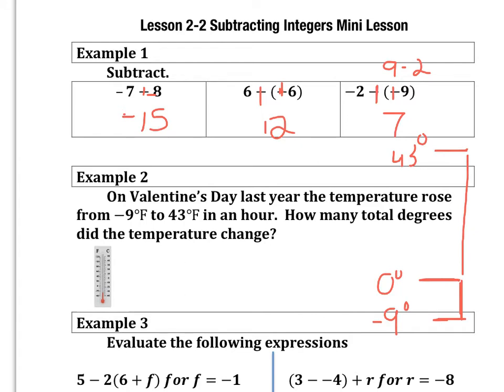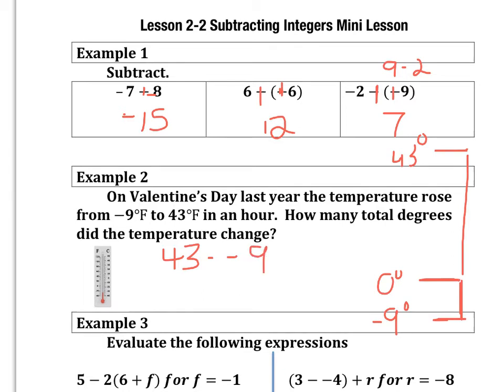If we were to write this as a subtraction problem or an addition problem, really, when we're looking for how much something has changed, usually we look at the current value and we subtract the original. So that problem would look like this: 43 minus the original, which was negative 9.